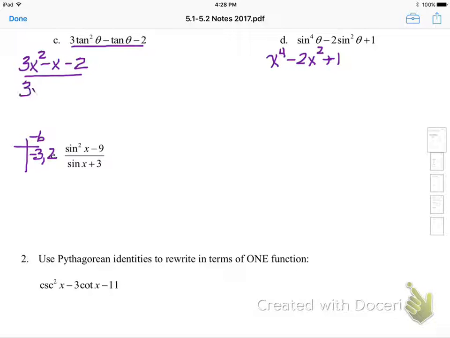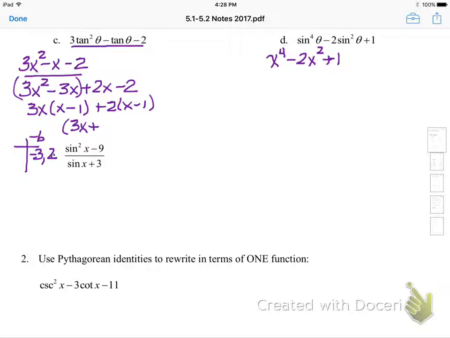So I'm going to have 3x squared, minus 3x, plus 2x minus 2. So then remember, you pull out the common factor here. It's called factoring by grouping. So this is 3x times x minus 1, and this will be plus 2 times x minus 1. And then you're going to have 3x plus 2 times x minus 1. Now that's what it would look like if it was algebraic, but clearly it's not algebraic.